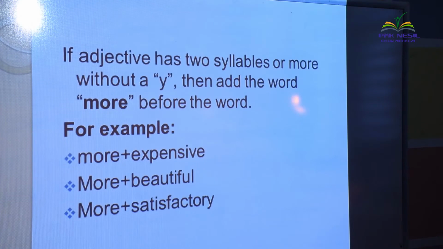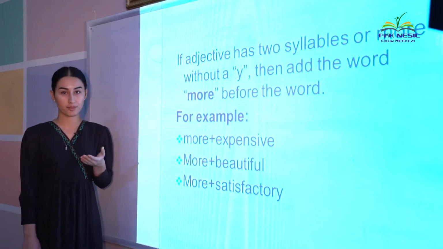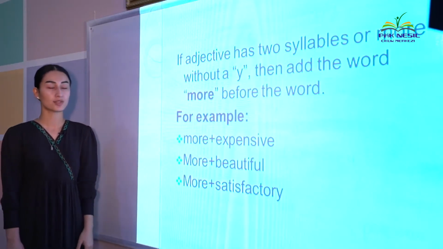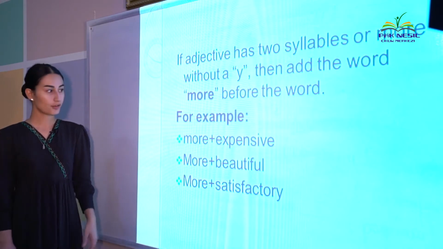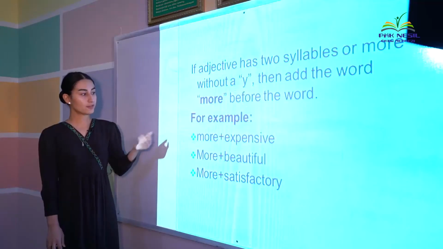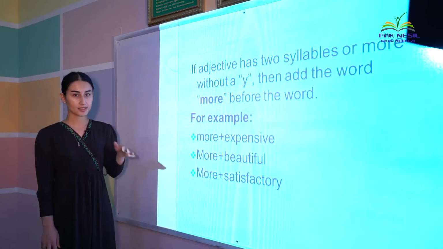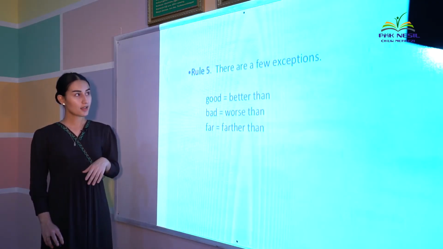So if an adjective has two syllables or more without y, then we have to add more before the adjective, so we cannot use er after the adjective. For example, you know we have expensive, beautiful, and satisfactory. They have more than two syllables. That's why we have to use more before each adjective. More expensive, more beautiful, and more satisfactory. I think it's clear until here.